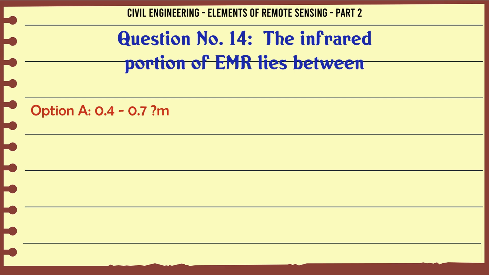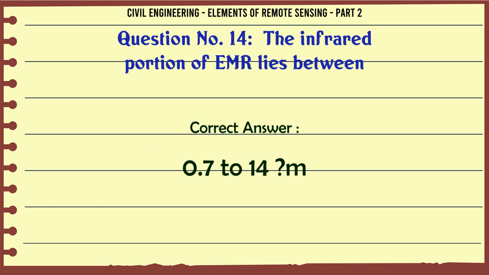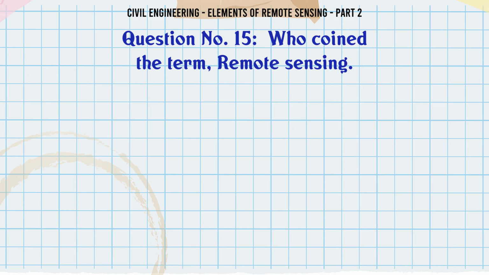The infrared portion of EMR lies between A. 0.4-0.7 µm, B. 0.5 µm to 1 µm, C. 0.7-1.3 µm, D. 0.7-14 µm. The correct answer is 0.7-14 µm.